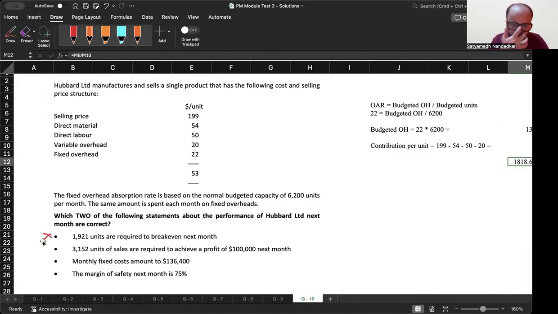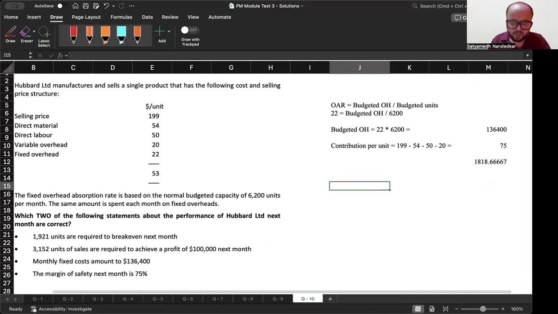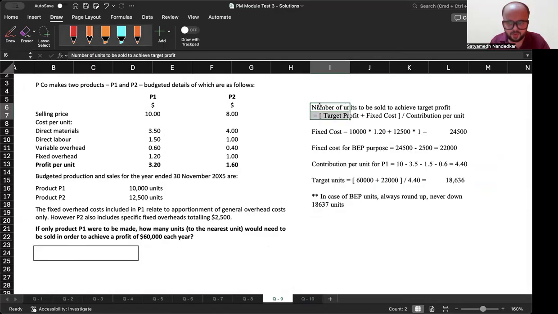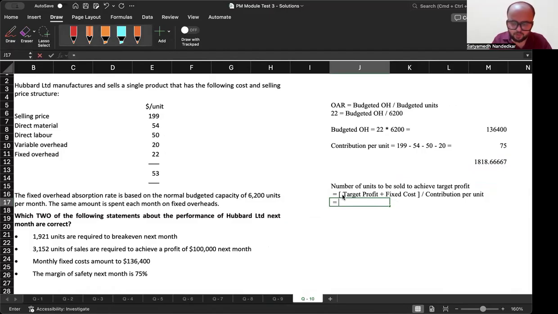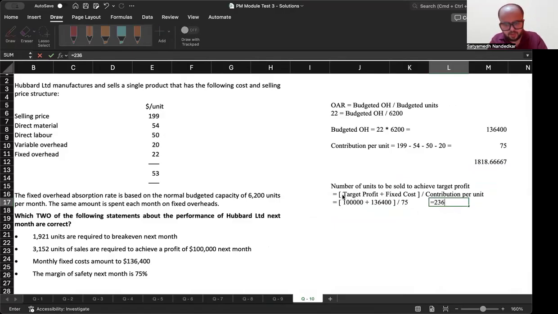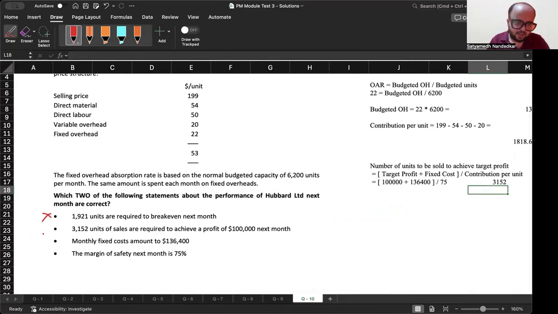3152 units are required to achieve a profit of 1 lakh next month. You know the formula. Number of units to achieve a target profit is target profit plus fixed cost upon contribution per unit. Target profit is 1 lakh, fixed cost is 136,400, divided by contribution per unit 75. So how much is that? 236,400 upon 75, 3152. Statement 2 is correct. Monthly fixed costs are 136,400. This is also correct. No need to check the next one.